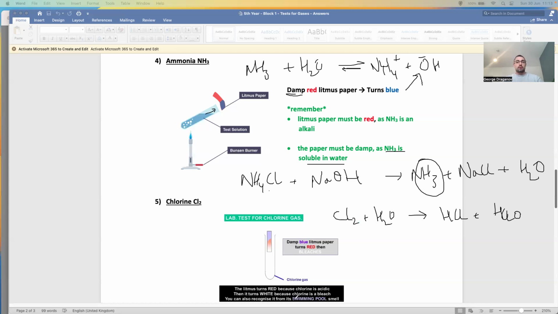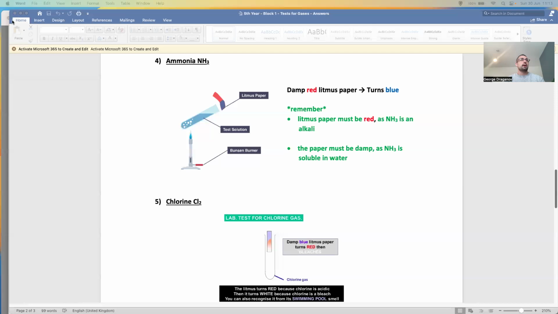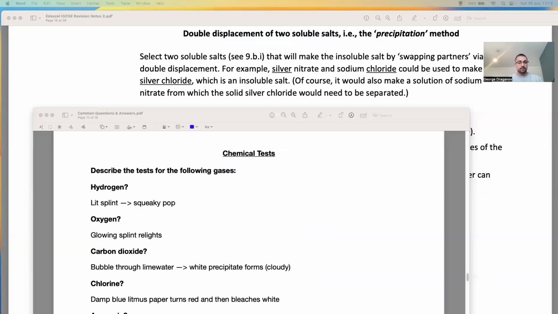You should also know that this chlorine is used in swimming pools as a disinfectant. Okay, so these are your gas tests. Learn them well. They're easy marks. Next, we look at the flame tests.